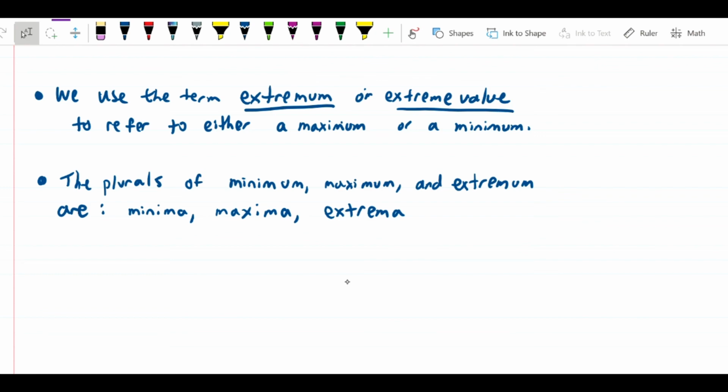For example, if I had a function that had, let's say, well, we haven't yet gotten to why there would be more than one maximum, so I'll leave that for later. But these do have plurals.